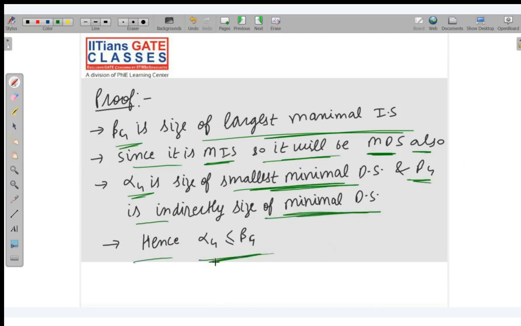Okay, so I think it is very simple. But see this, if you want me, then I can explain. Beta G is the size of the largest maximal independent set, and since it is a maximal independent set, from the previous theorem which I have told you, it will be a minimal dominating set. Now alpha G is the size of the smallest minimal dominating set, but beta G is some other minimal dominating set. So it may or may not be smallest. So since alpha G is smallest and beta G may or may not be smallest, alpha G is less than or equal to beta G.